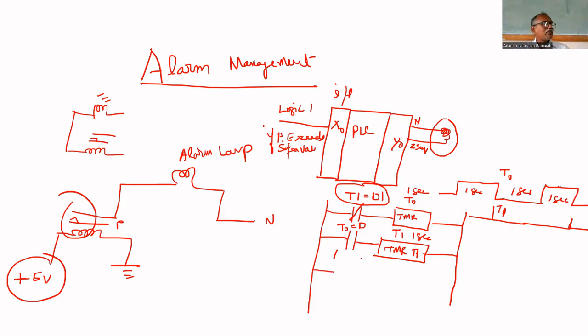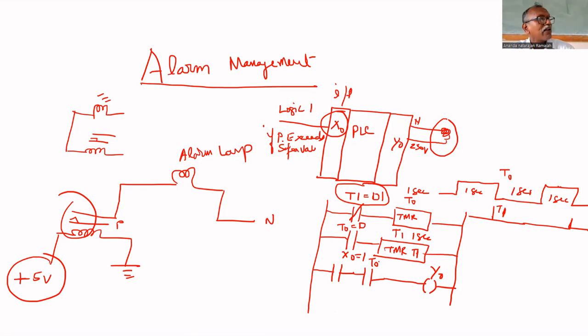Another signal is required. If the pressure exceeds, the lamp has to glow. When the pressure exceeds, X0 will be 1. Therefore, we put X0 here. If X0 is 1, the lamp has to be turned on, and it should blink. That's why you put T0 also in series with that. The lamp is connected at Y0. So what will happen? Whenever the pressure exceeds the safer value, X0 will be 1.